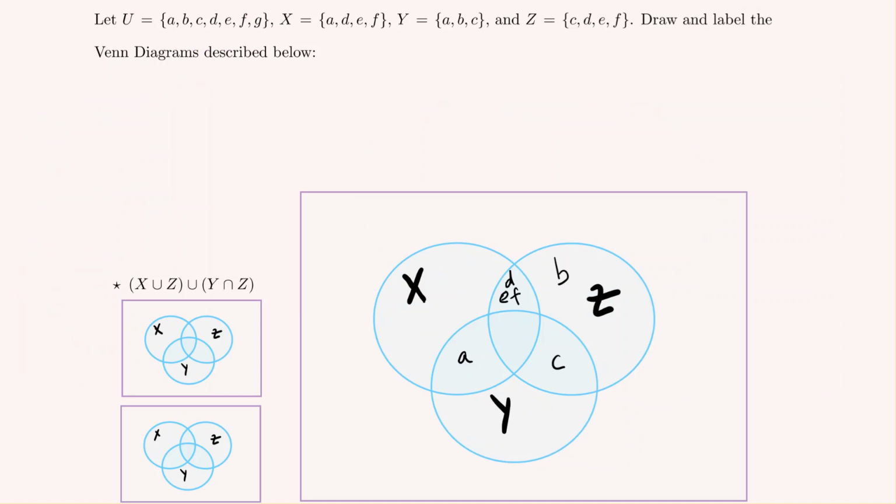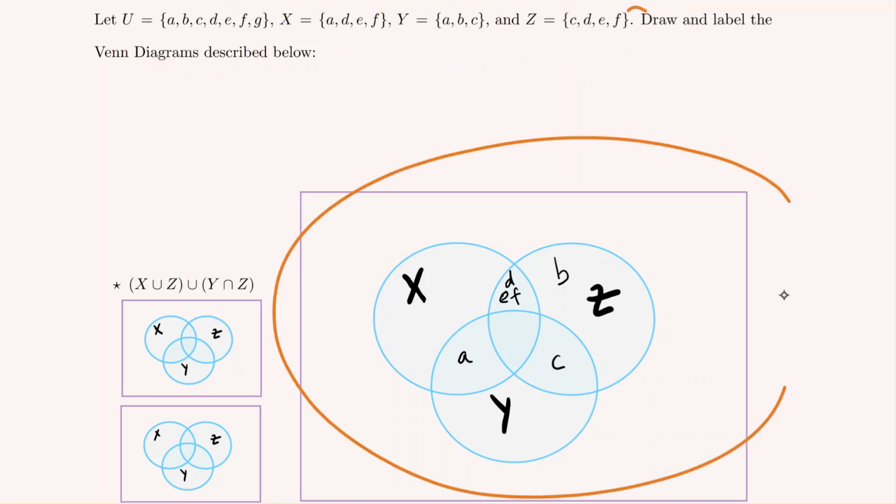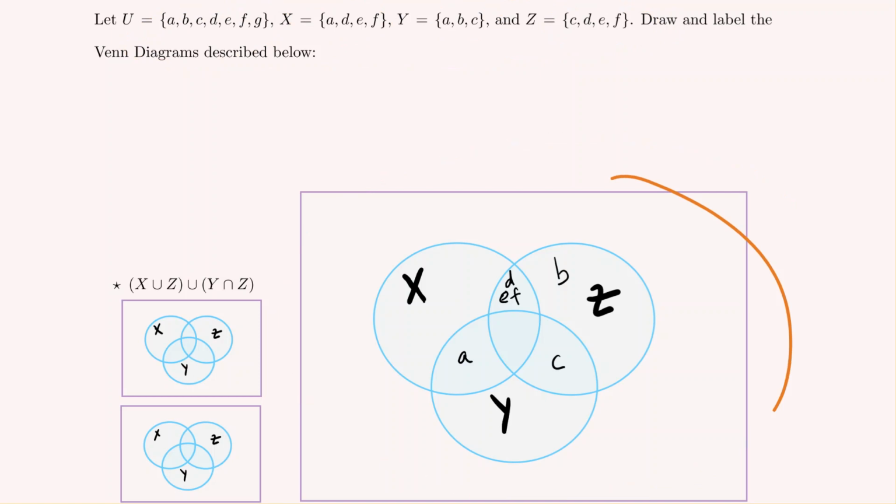Continuing with our next example, we have the same original setup of our universal set, subset x, y, and z. So I've just copied the Venn diagram that we figured out in our previous example here. And I'm asked to shade the Venn diagram that describes the set x union z, union y intersects z.